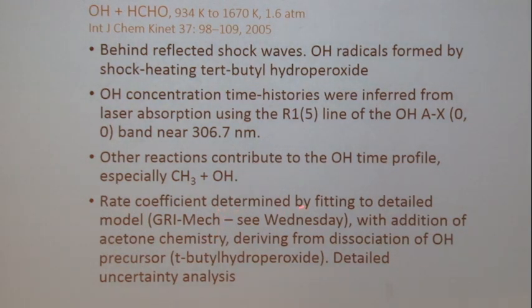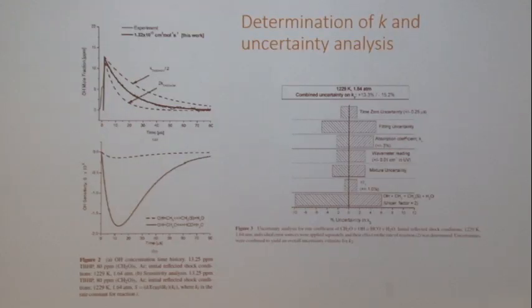And then they did a detailed model of the whole kinetics, added in some acetone chemistry, figured out stuff about the OH precursor concentration, did a very detailed uncertainty analysis, and were able to figure out several rate coefficients. You have to do uncertainty analysis to say, well, in that case, he has 4 reactions in his model. You have to say, well, what happens if I was wrong by a factor of 2 in one of these reactions? What would the effect be on my interpretation of the experiment? And they have to run through the cases.